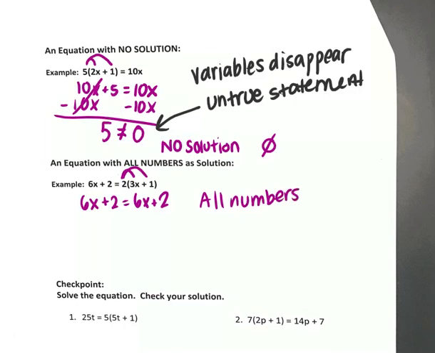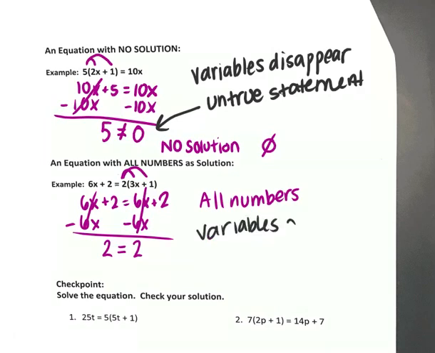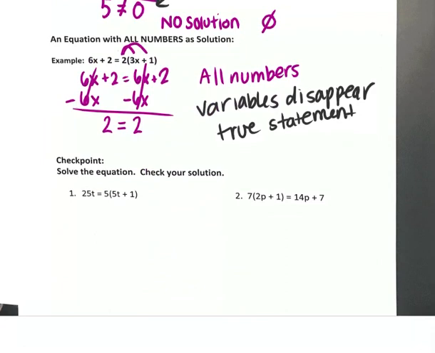Once again, if you didn't recognize what was happening right now, you would go to try and get those variables to the same side, but you would end up with 2 equals, this is just 0, so 2 equals 2. So if your variables disappear and you have a true statement, that's when it's all numbers. Once again, I'm going to have you pause the video, try the 2 questions at the bottom, and when you think you are set, hit play and you can check how you did.